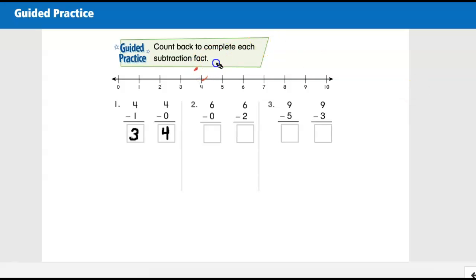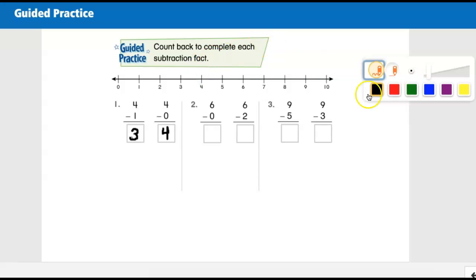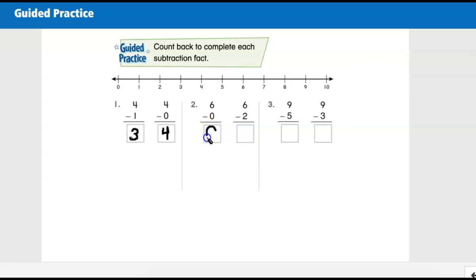On number 2, we can see that we have another one of those problems. It says 6 minus 0. Well, just like how we talked about with number 4, if we were at 4 and we did not remove any numbers, we are not subtracting 1 or anything, we stayed the same. So if we are subtracting 0 from 6, it stays the number 6 because we are not losing any or counting back any.